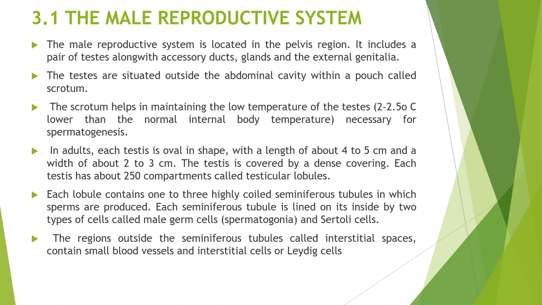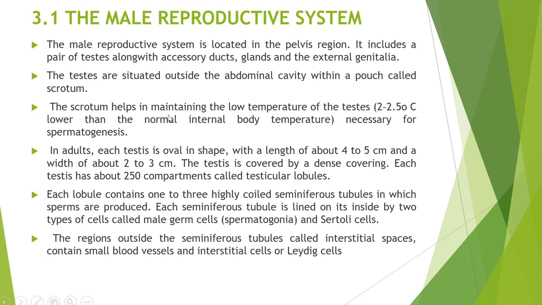Okay, so first is the testis. A testis is also called the primary sex organ in the male, producing the male gamete. Okay, so these testes, where are they situated now? These are situated outside the abdominal cavity, in the pouch that is called the scrotum.